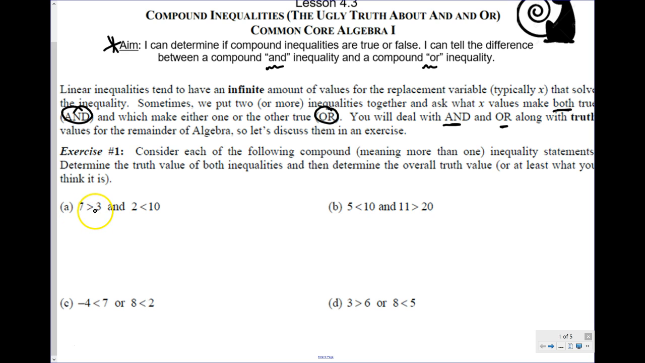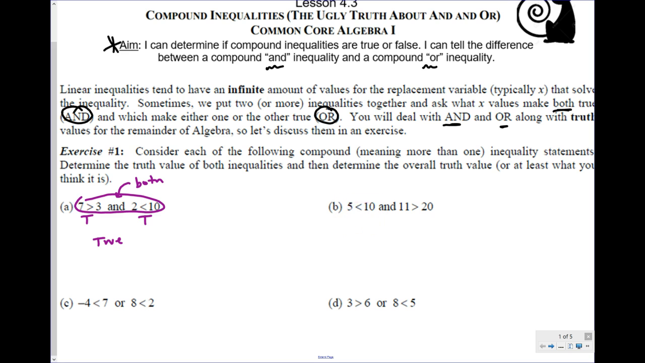The first one is 7 greater than 3. Is that true? Yes. So I'm going to put a capital T for true. So this is true. 7 is greater than 3, and 2 is less than 10. Both of these are true, so this entire thing is true. Okay? "And" means both have to be true. Alright? Let's take a look at B.